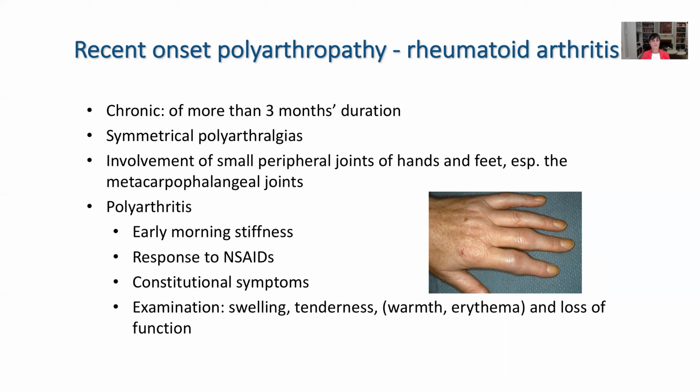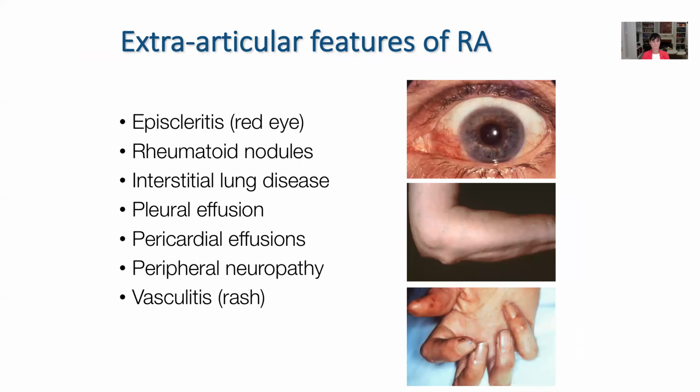In general, this presents with symmetrical polyarthralgias involving the small joints, the peripheral joints of the hands and feet, particularly the metacarpal and metatarsophalangeal joints. So it is a form of polyarthritis with all the features of inflammation you would expect. And in this photograph here, you can see inflammation of the proximal interphalangeal joints and some puffiness of the metacarpophalangeal joints, which is characteristic of rheumatoid arthritis.